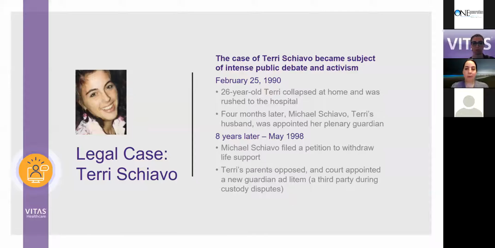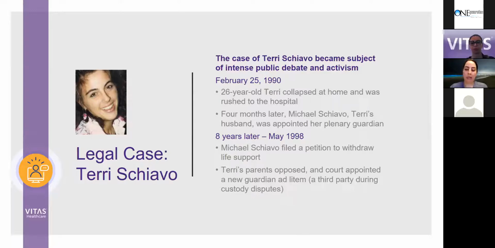And our third example, another very well-known case, Terri Schiavo. This is a highly televised and very controversial case, and it started on February 25th, 1990, when 26-year-old Terri collapsed at home in the early morning hours, and she was rushed to the hospital where she was intubated and ventilated. Medical records indicate a diagnosis of hypoxic encephalopathy, brain injury caused by oxygen starvation of the brain.